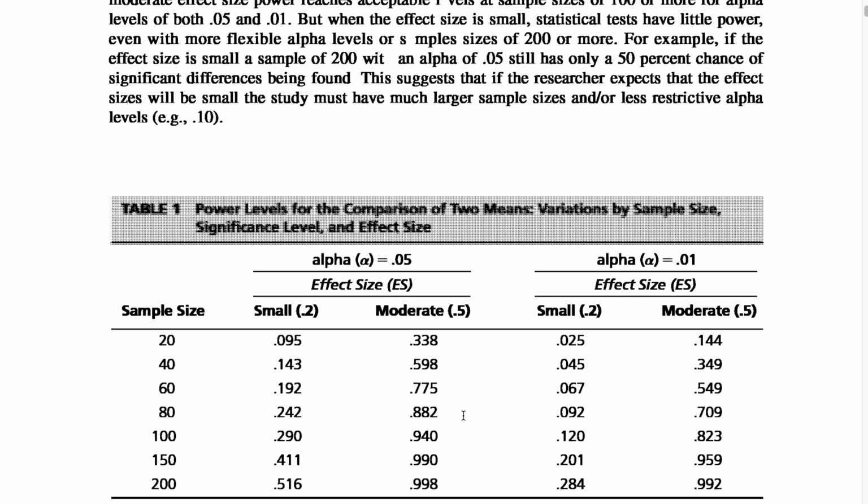For example, if the effect size is small, a sample size of 200 with an alpha of 0.05 still has only a 50% chance of significant differences being found. This suggests that if the researcher expects that the effect size will be small, the study must have a larger sample size or a less restrictive alpha level, such as 0.10.